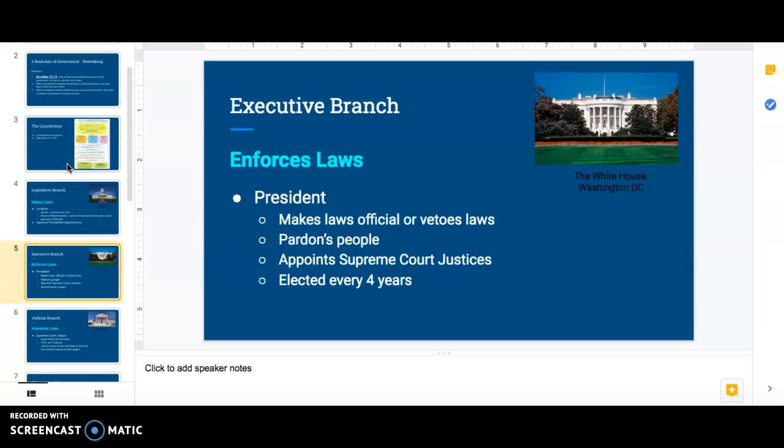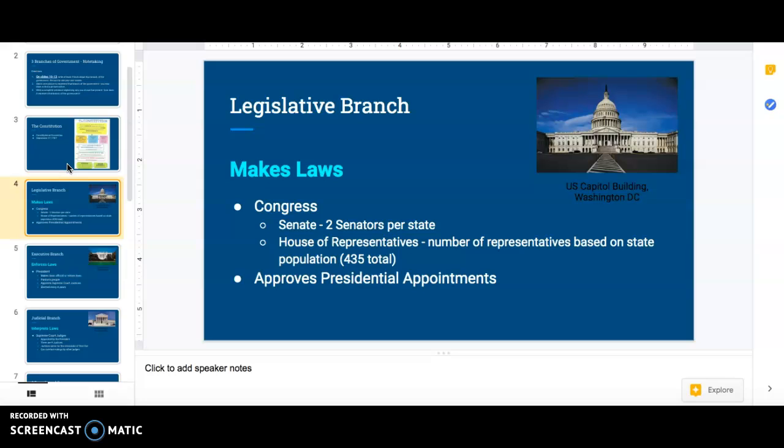Let's start with the legislative branch. The legislative branch makes the laws. This means that our Congress members write laws and then they have to pass them through two bodies. The legislative branch is made up of Congress. The two bodies that make our laws are called the Senate and the House of Representatives.